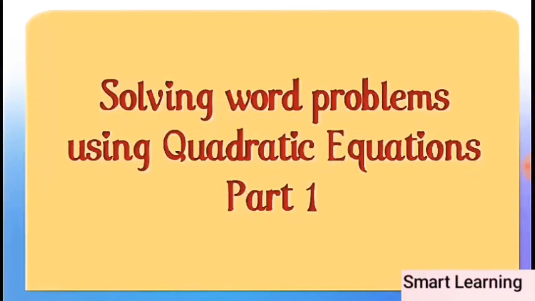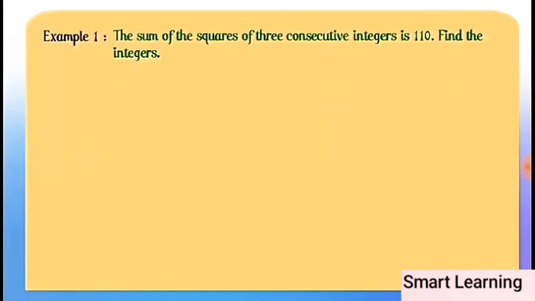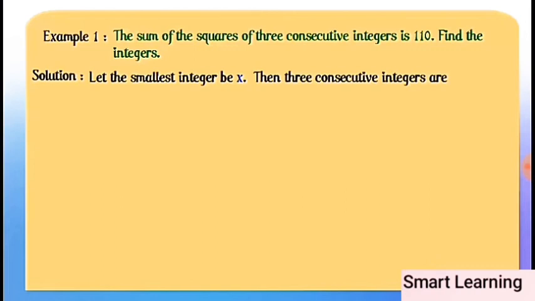Solving word problems using quadratic equations. Let's take an example. The sum of the squares of three consecutive integers is 110. Find the integers. Let's solve this. Let the smallest integer be x. Then three consecutive integers are x, x plus 1, x plus 2.